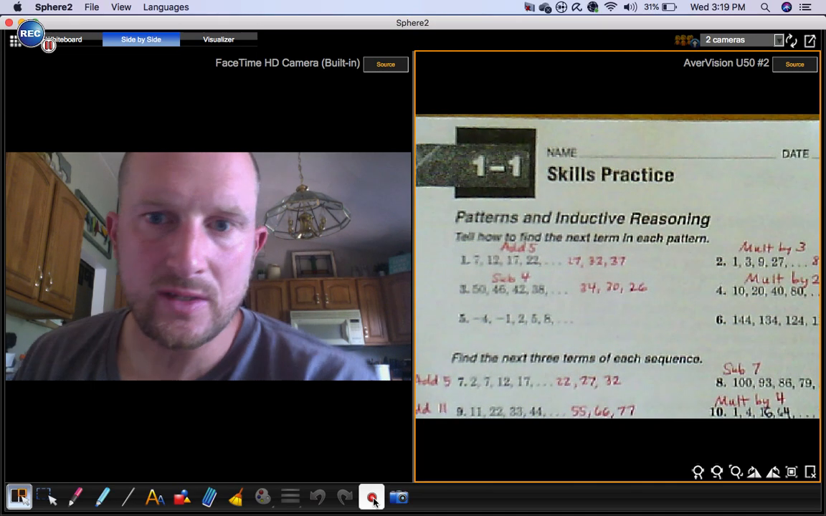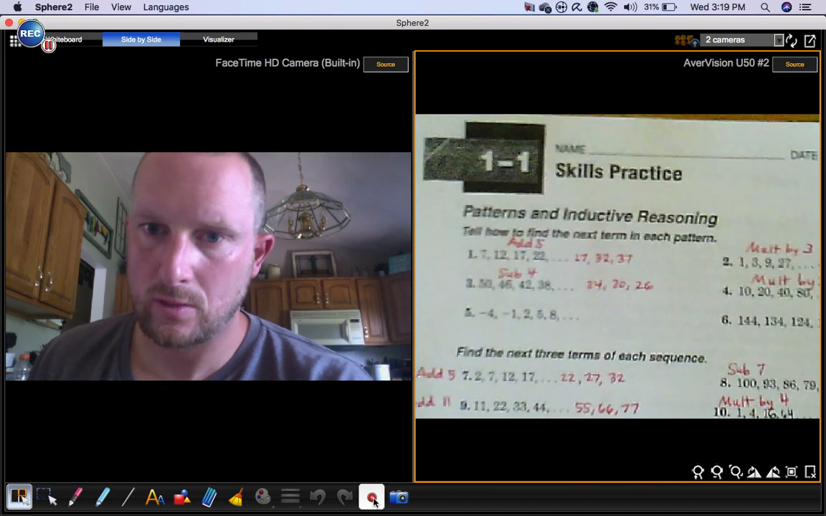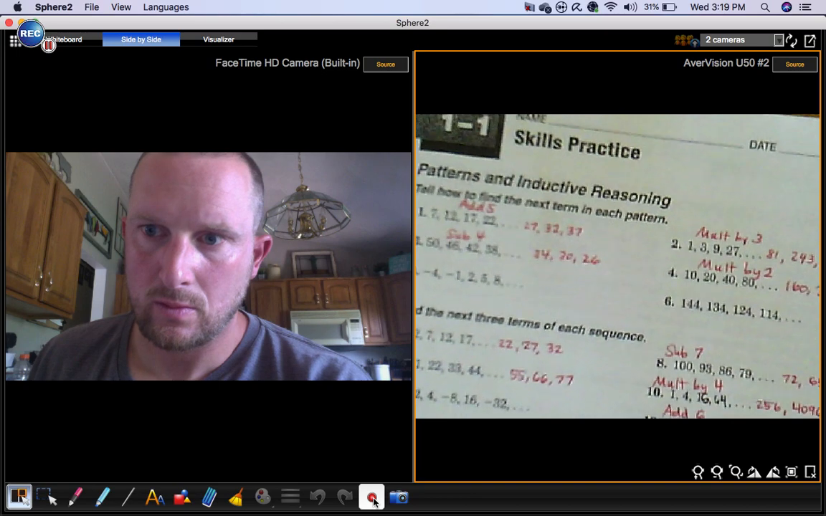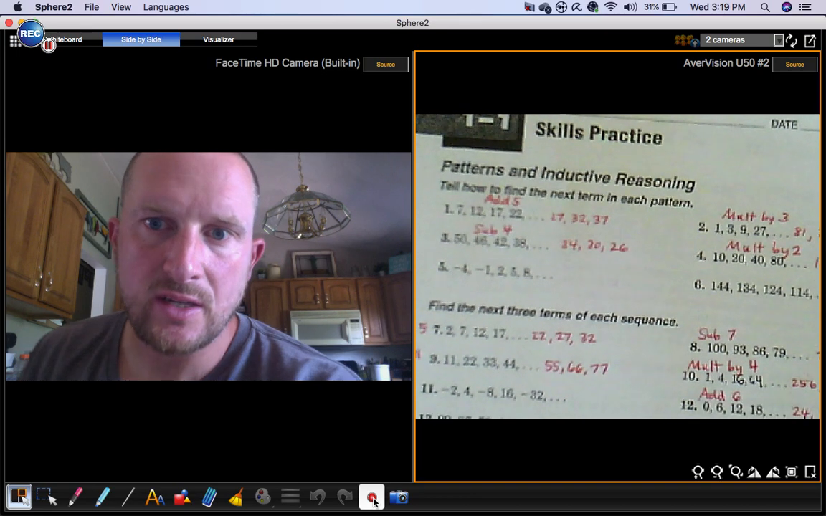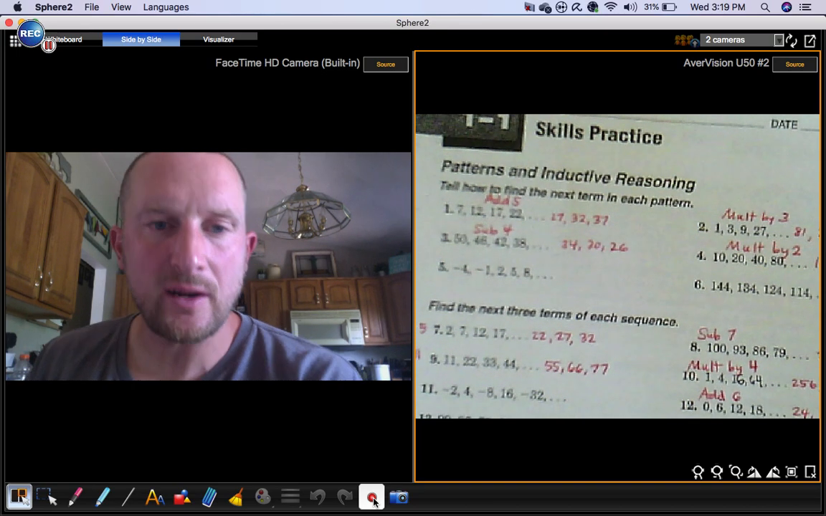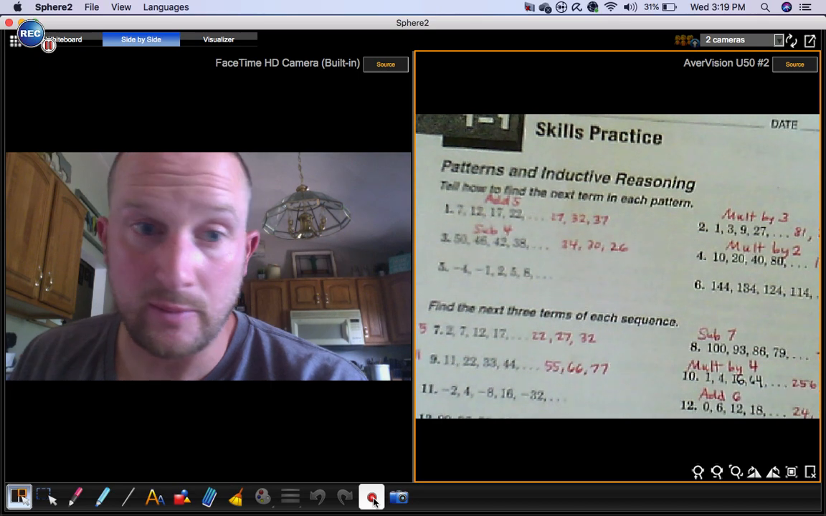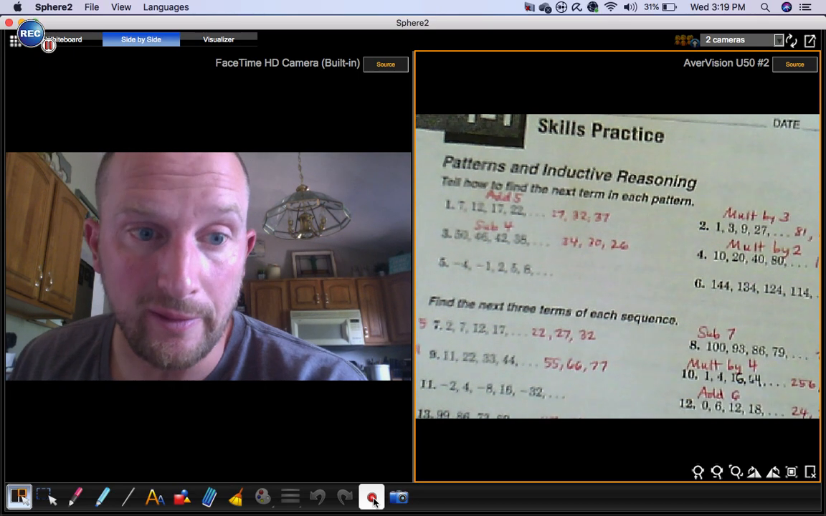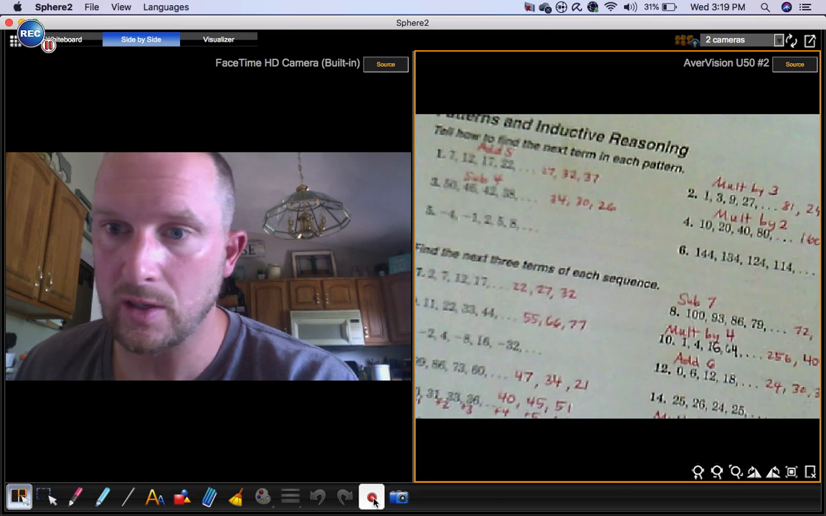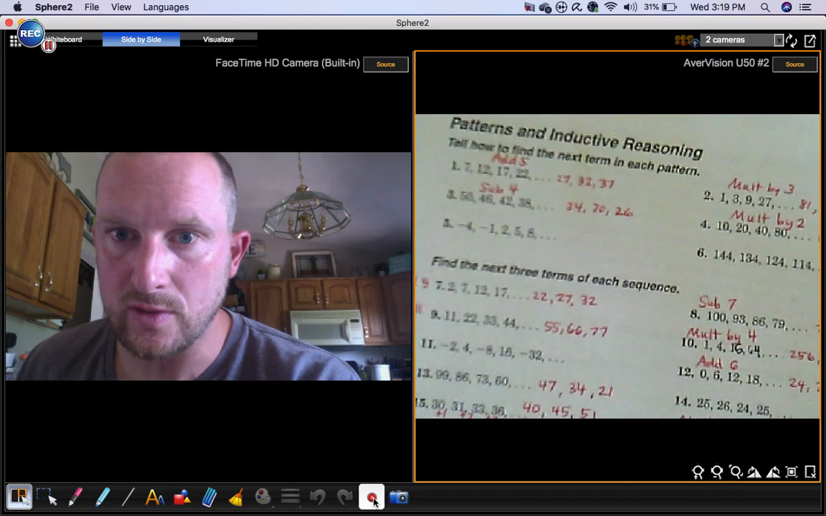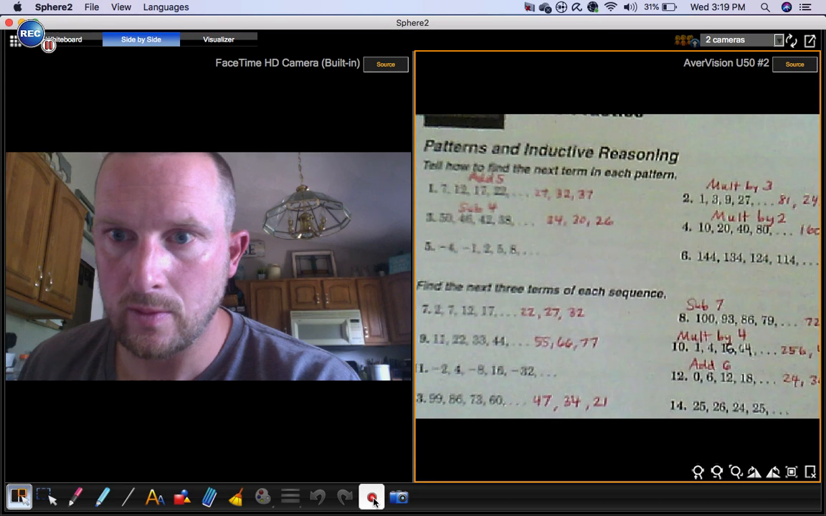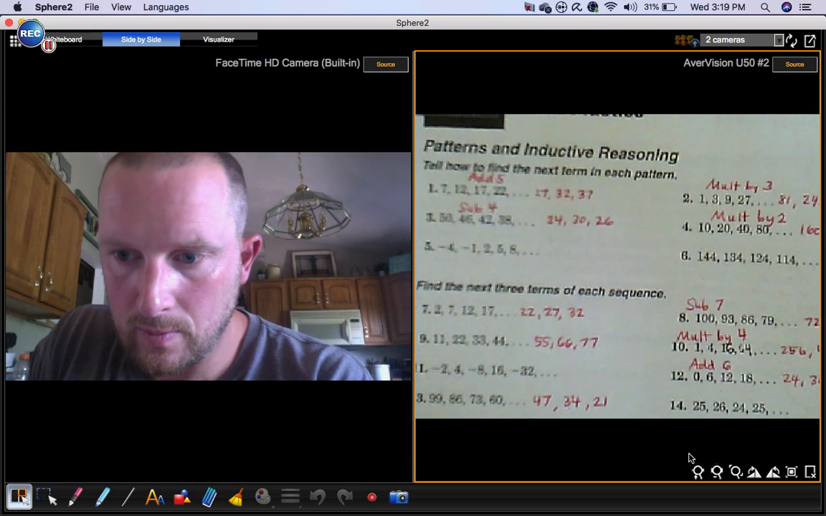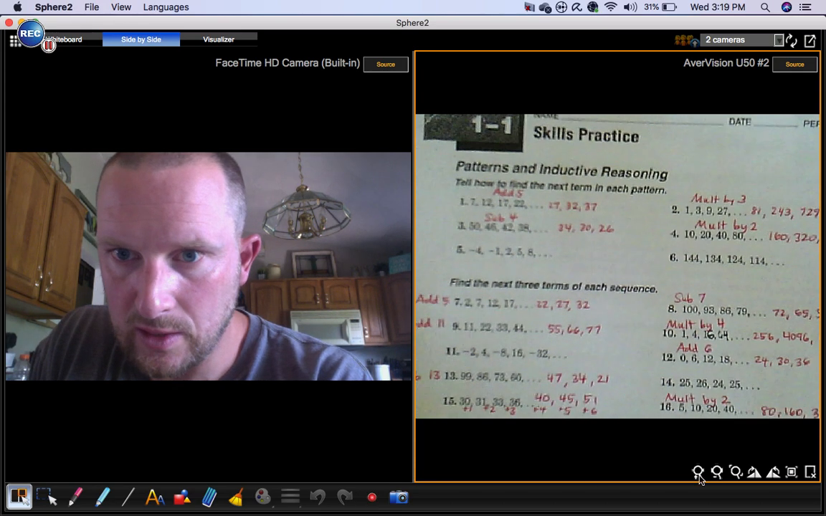Section 1.1 Skills Practice. For that first section, it says tell how to find the next term in each pattern. And if you notice, I must not have read the directions because I wrote 3 terms. I only needed to write 1. But those would be your answers there. So take a look at that first section.